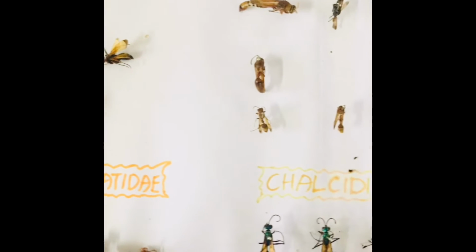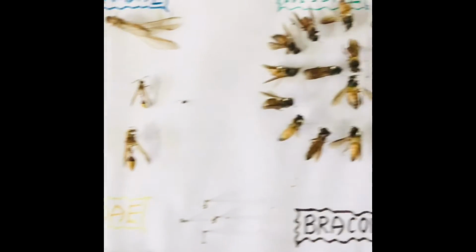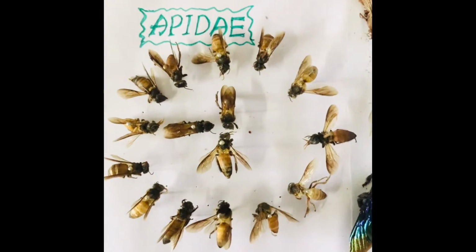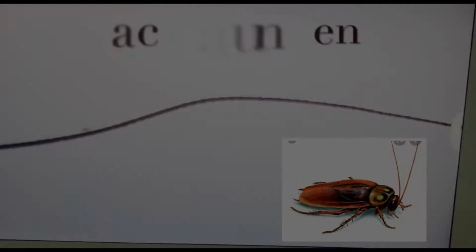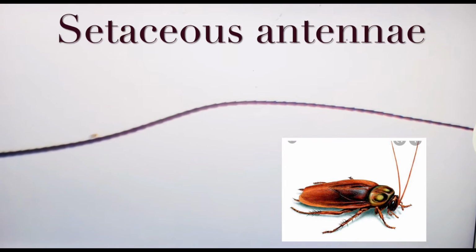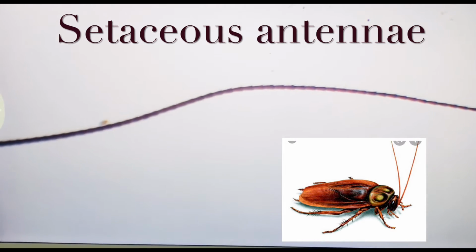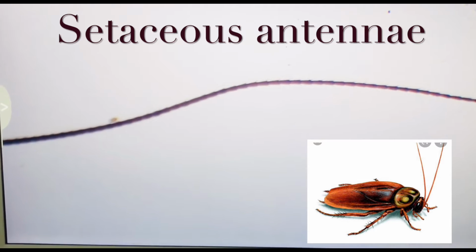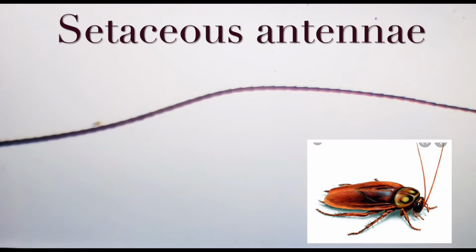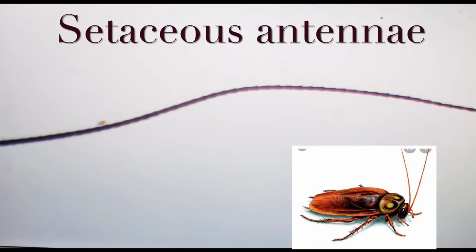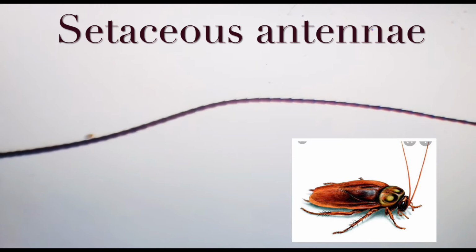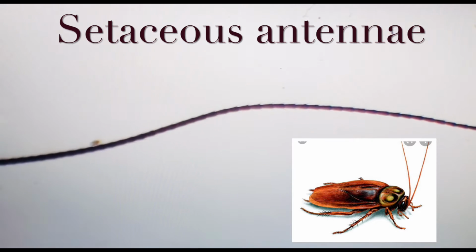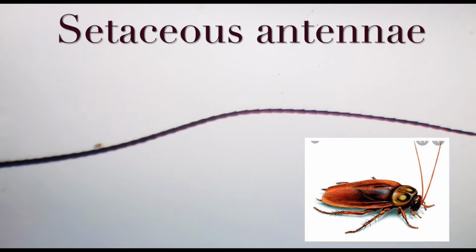We have various types of insect specimens in our lab. Let us remove the antennae from each insect and see how it appears under a trinocular microscope. So here you can see the setaceous antennae in cockroach. Now I have removed the antennae from the cockroach and kept it under the microscope. You can see the segments gradually decrease in size from base to the apex, thus forming a whip-like structure. Such type of antennae seen in cockroaches are called setaceous antennae.